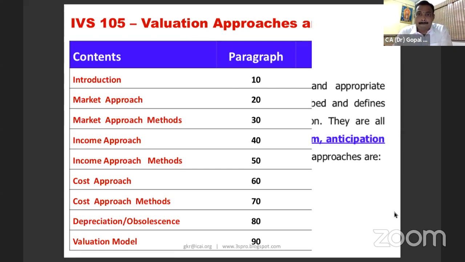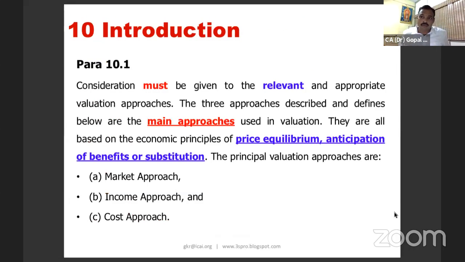Number 1. So your first section is introduction part. And in introduction, you have actually 10 paragraphs. Let me take you through these paragraphs.